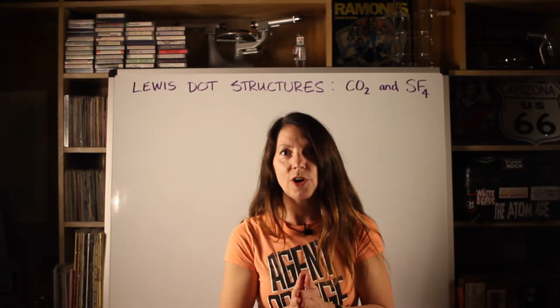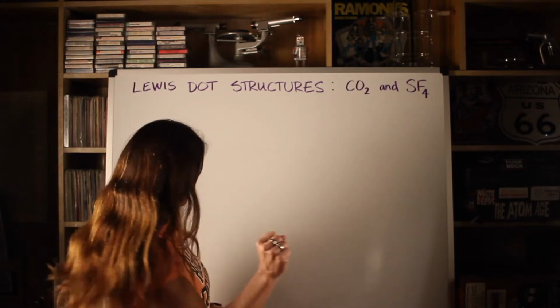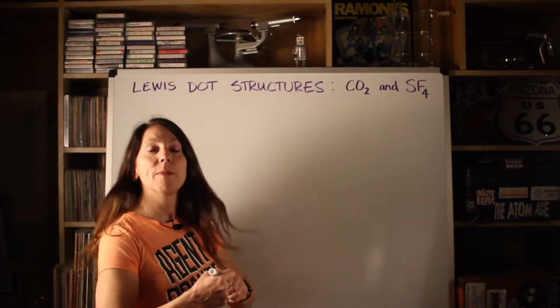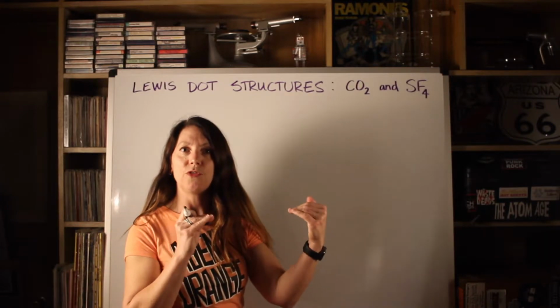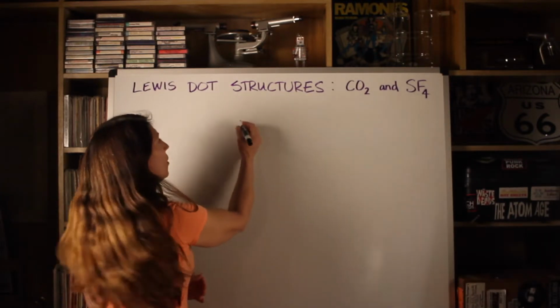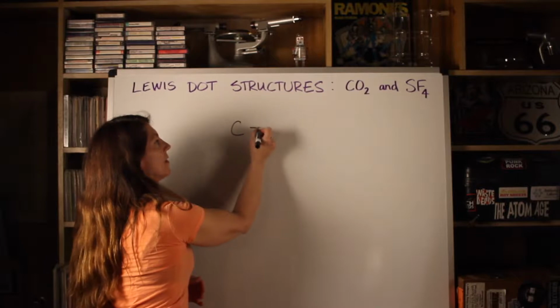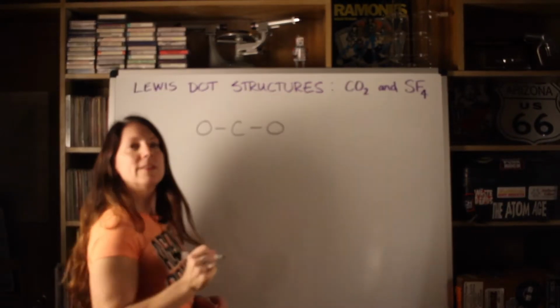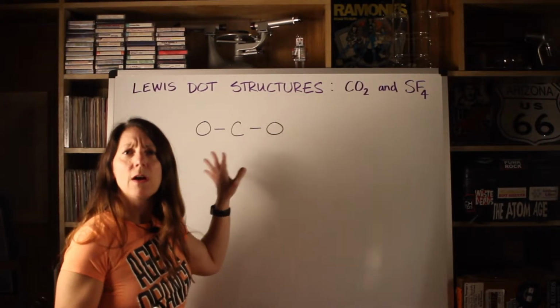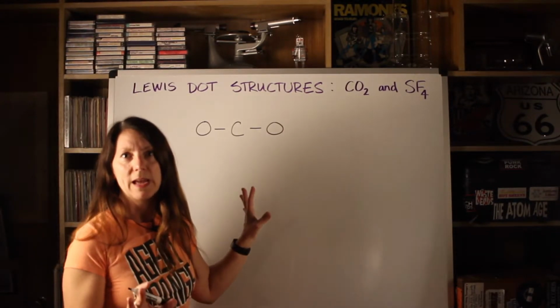So that's where we're going to start with CO2. We're going to put carbon in the center, and it will be bonded to those two oxygens. So we'll start out with what I call a skeleton structure, and that's sort of our baseline where we will begin.